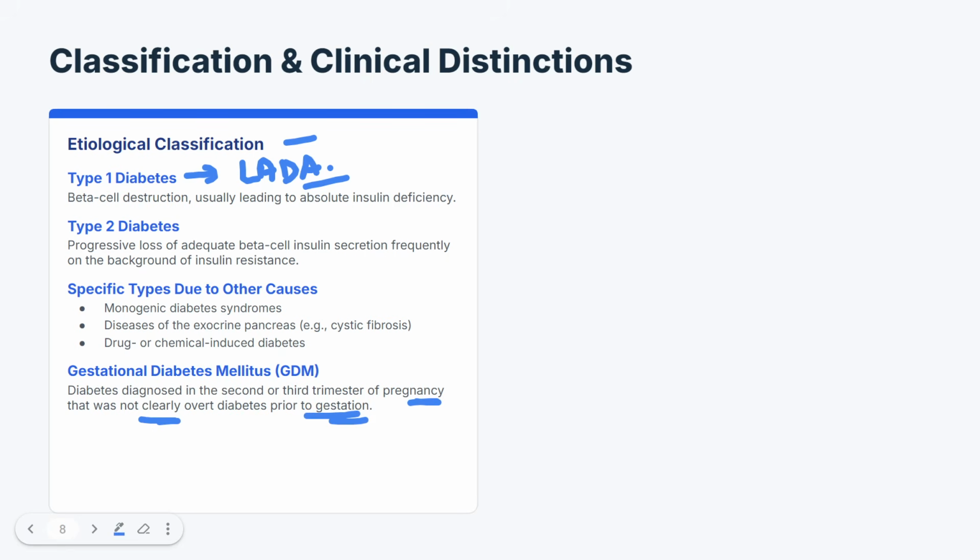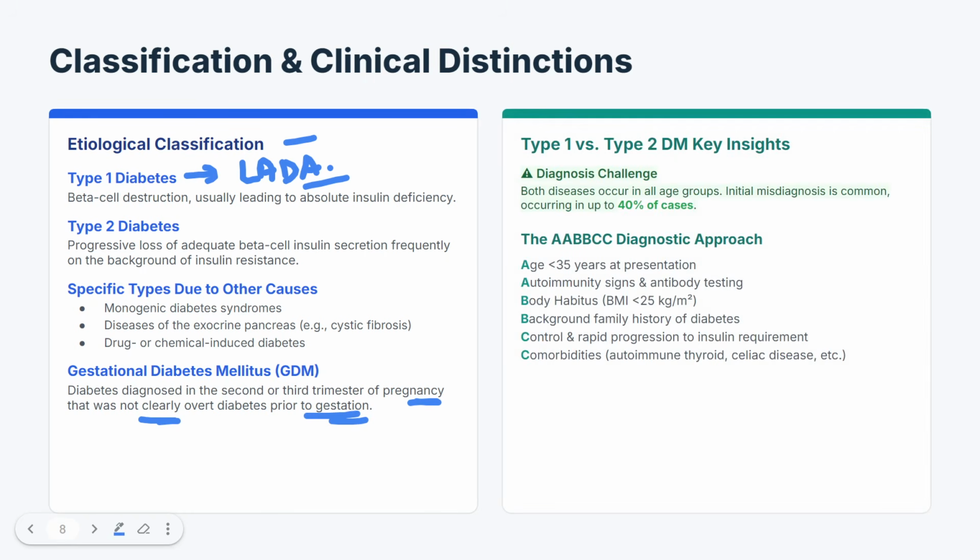Now, there are some diagnostic challenges between type 1 and type 2, and both diseases can occur in all age groups. First of all, it was a myth that type 1 is usually seen in children and type 2 is commonly seen in adults. Now we are seeing both diseases can occur in all age groups, and initial misdiagnosis is common, which can occur in up to 40% of cases of type 1 diabetes. Now, a simple diagnostic approach, although it is not prospectively validated, can be useful to distinguish type 1 versus type 2.